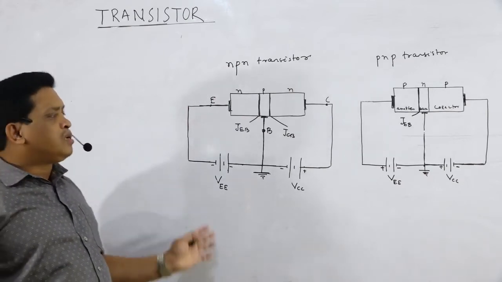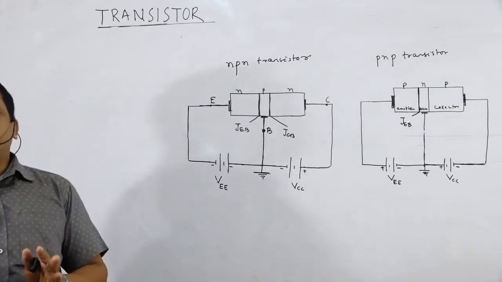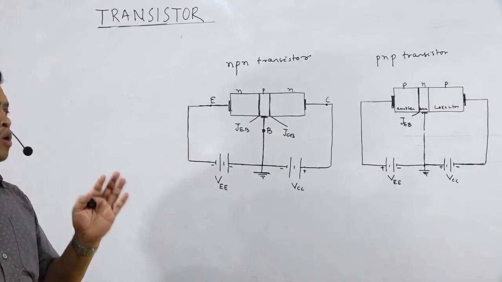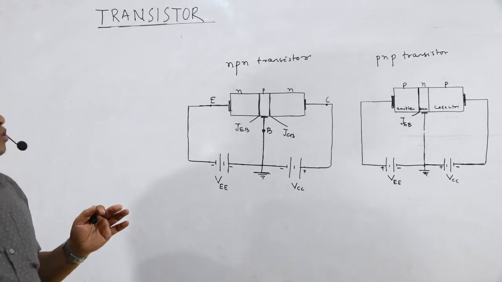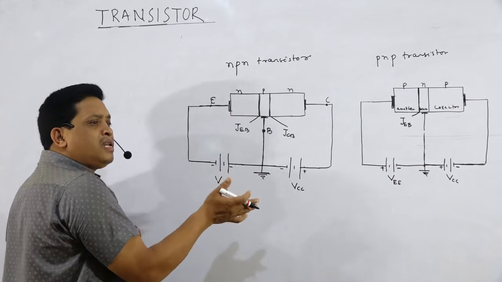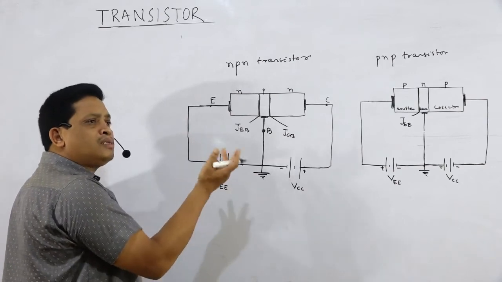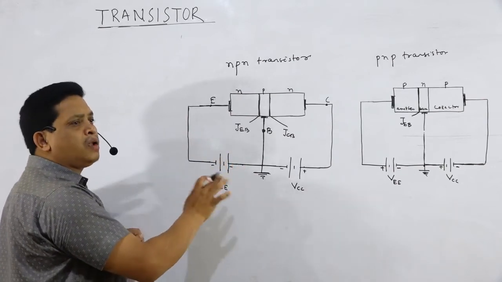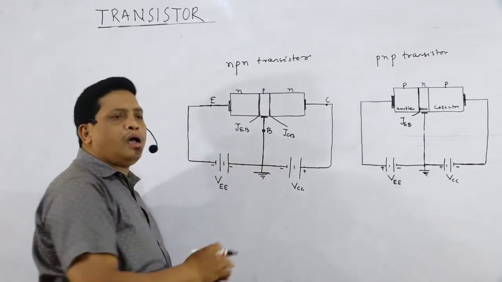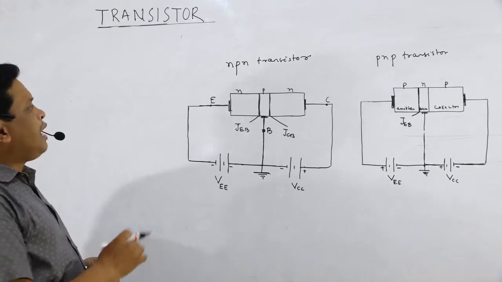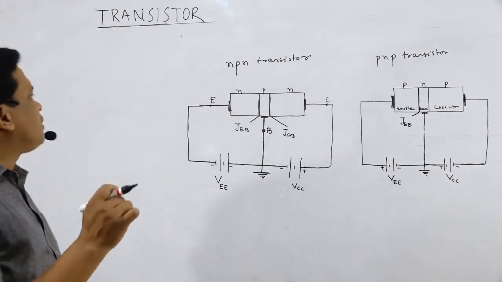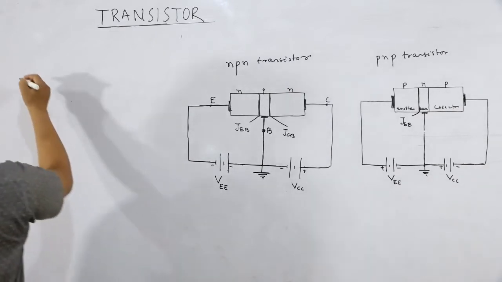So in a transistor, the input PN junction is always forward biased and the output PN junction is always reverse biased. So we have used two batteries here for biasing the input as well as the output, one for biasing the input and the other for biasing the output. Now we have to discuss the circuit symbol of a transistor.